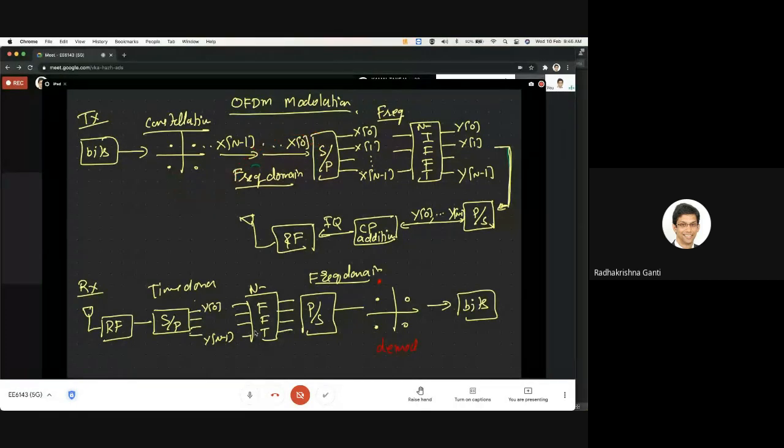And then you take an IFFT to convert into a time domain signal, because you can only transmit time domain signals in actual real life. So you transmit the time domain signals, you receive the time domain signals, you again use an FFT to convert into the frequency domain, and extract out the information.